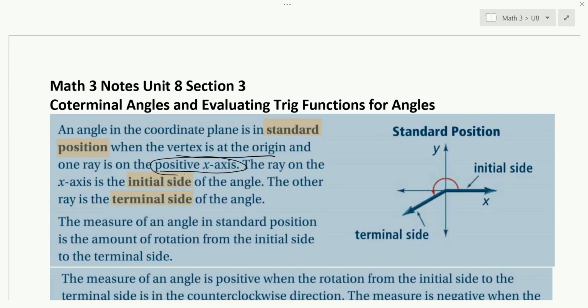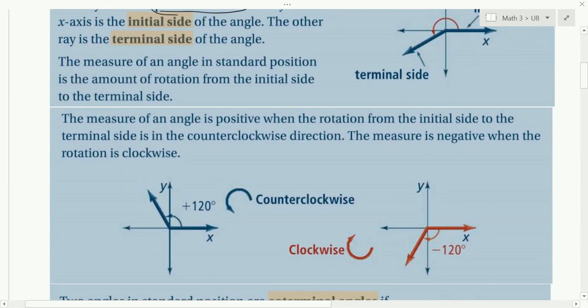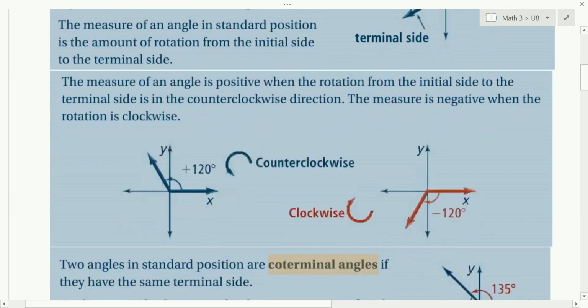The measure of the angle in standard position is the amount of rotation. And which way do we go if it's a positive angle? We rotate counterclockwise, right? And that's what this is saying here. If it's a positive angle, like positive 120, we're rotating counterclockwise from the positive x direction. If it's clockwise, we're going in the negative direction. So we saw that yesterday.